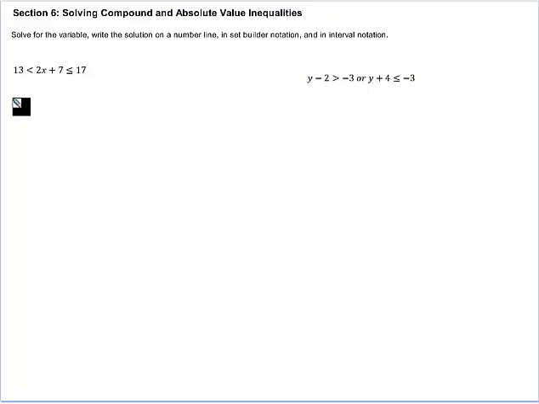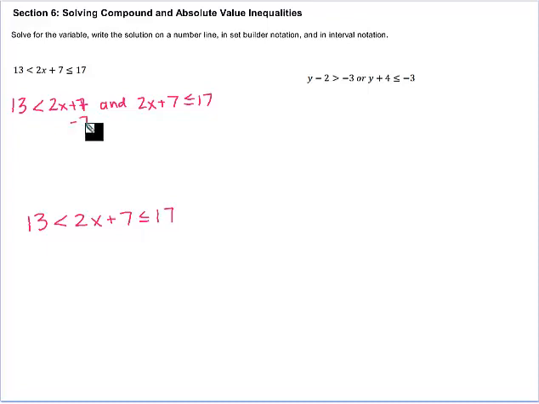So first example, we have 13 is less than 2x plus 7 is less than or equal to 17. There are two ways that you can solve these. The first way is you can split this up into two equations. One of the equations would be 13 is less than 2x plus 7, and then you would say "and" 2x plus 7 is less than or equal to 17. Or the other way that you can solve this is you can solve it all at once. I'll illustrate it to you.